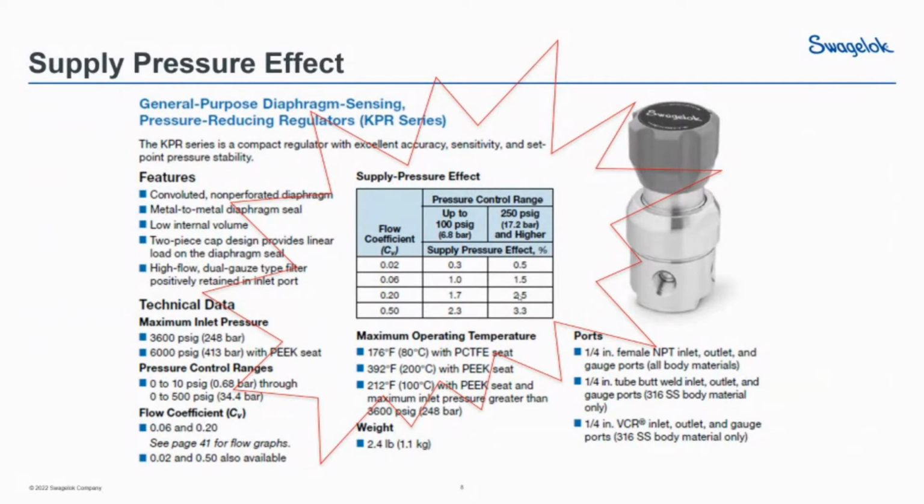Now I'd like to talk to you a bit about supply pressure effect. Here we see an excerpt from the Swagelok K-Series regulator catalog, and it's just a brief little table in here that shows you what it is for various part number selections that you might make. But you'll notice it's got units of percent. Seems like an odd thing to do. What does it mean?